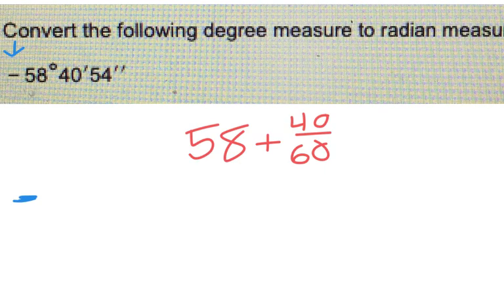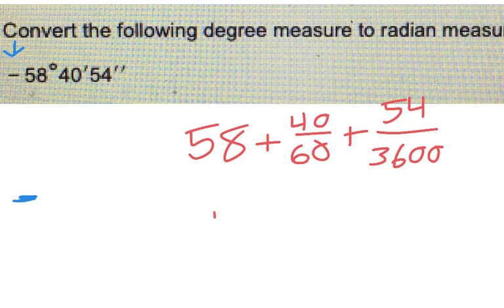And then same idea here with the seconds. We've got 54 seconds, so we would need to add 54 out of, and it's not 60, because there's 60 seconds in a minute, and then there are 60 minutes in an hour. So we would need to do 60 times 60, which would be 3,600. So let me get my calculator out really quickly. This would be 58 plus 40 over 60 plus 54 over 3,600.